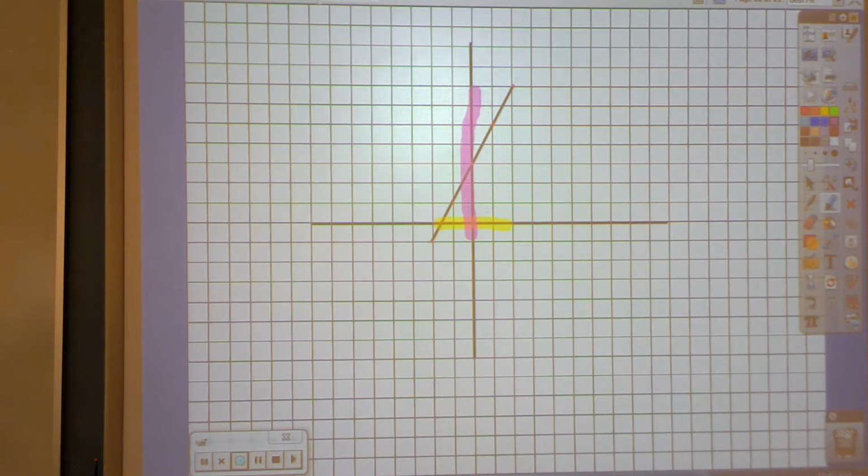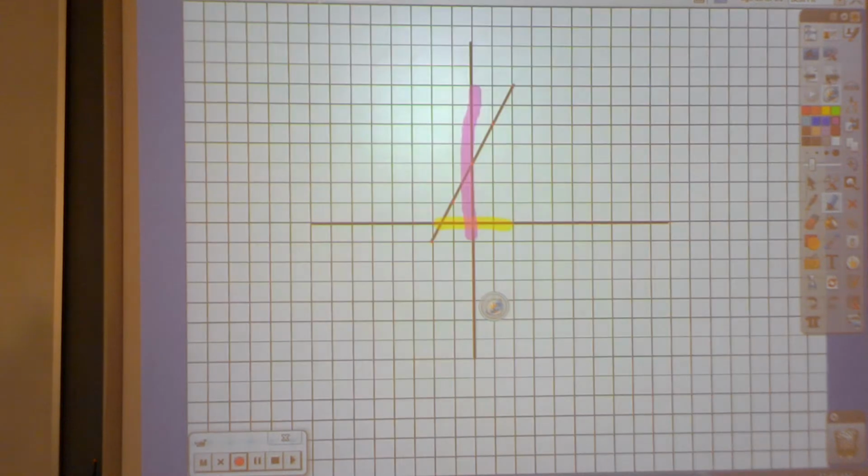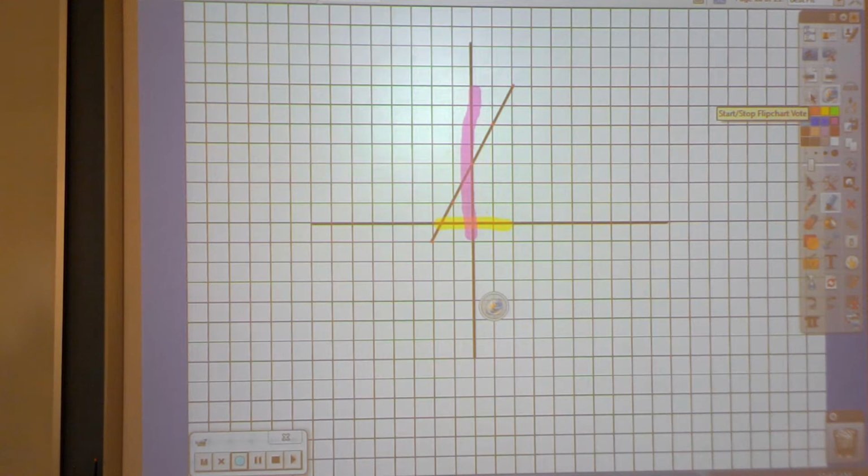Okay, let's go back. -2 to +2. I'm sorry, wrong color. Hold on. -2 to +2 produces -1 to what? +7. So whatever the raw points are, that's going to be your range, all the way up. Good job.